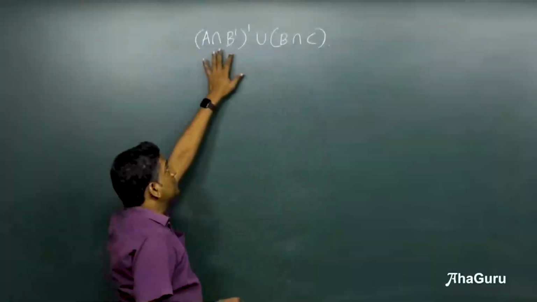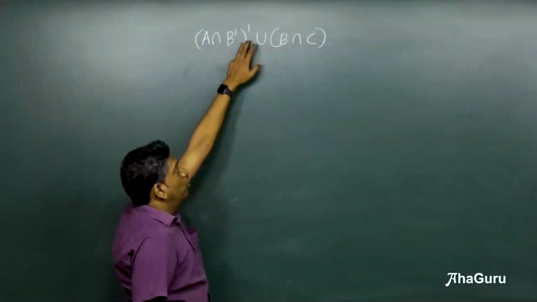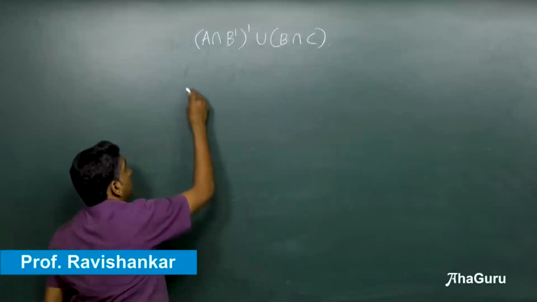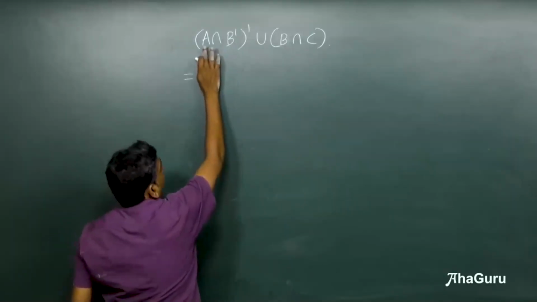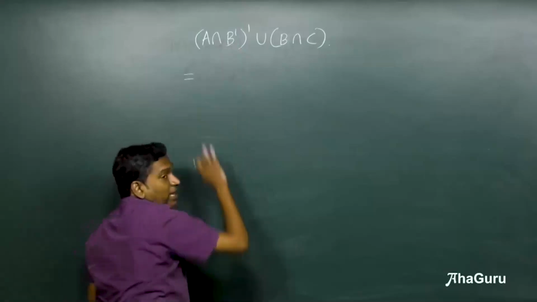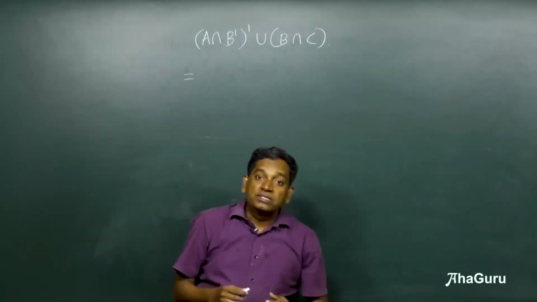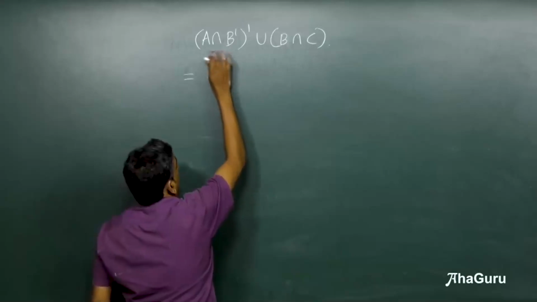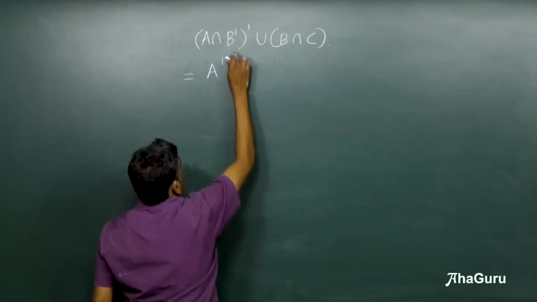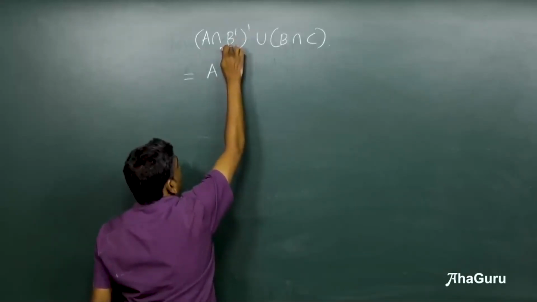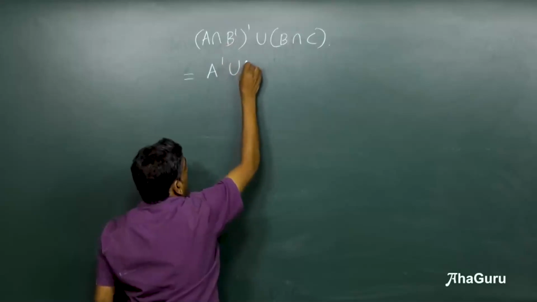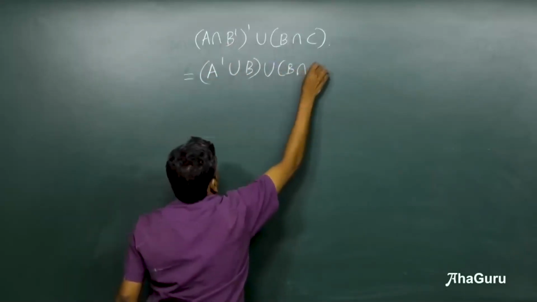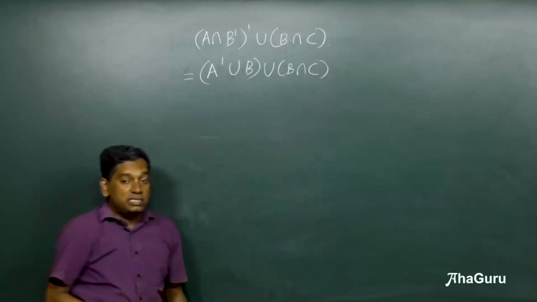Here we have this expression: (A intersection B complement) the whole complement, union B intersection C. Let's try and simplify it algebraically. Here we have something like (X intersection Y) the whole complement, which we can simplify using De Morgan's laws as X complement union Y complement. X is A, Y itself is B bar. So B bar bar will be simply B. Union B intersection C.